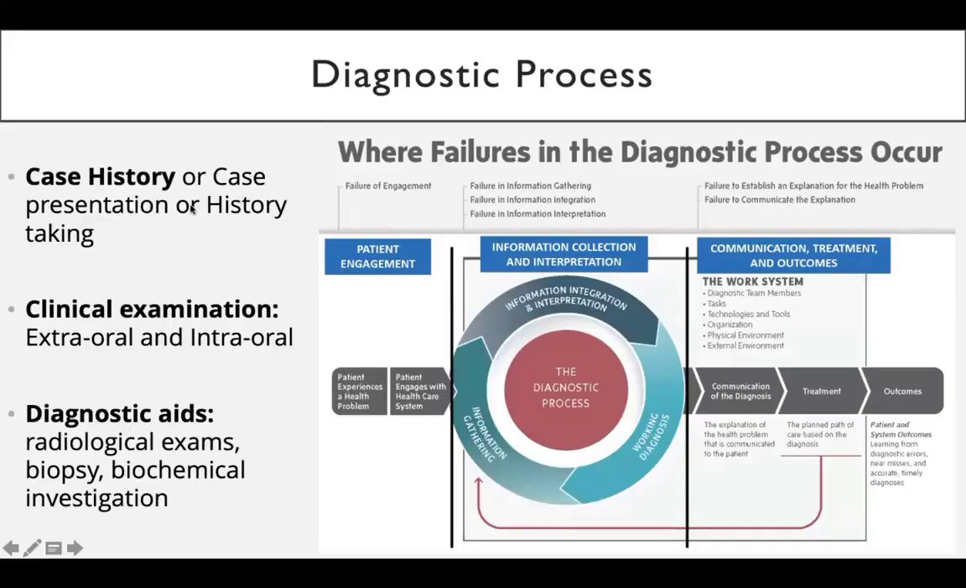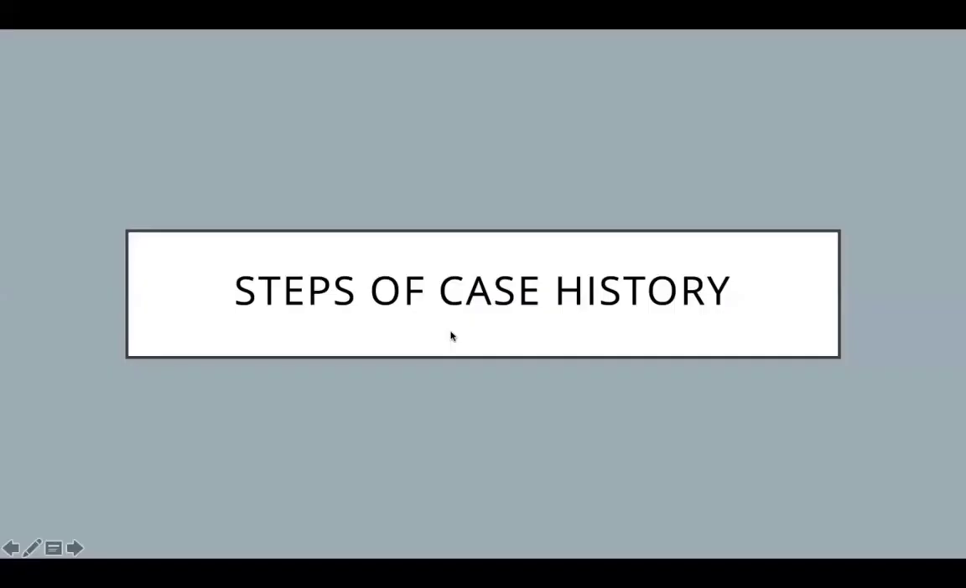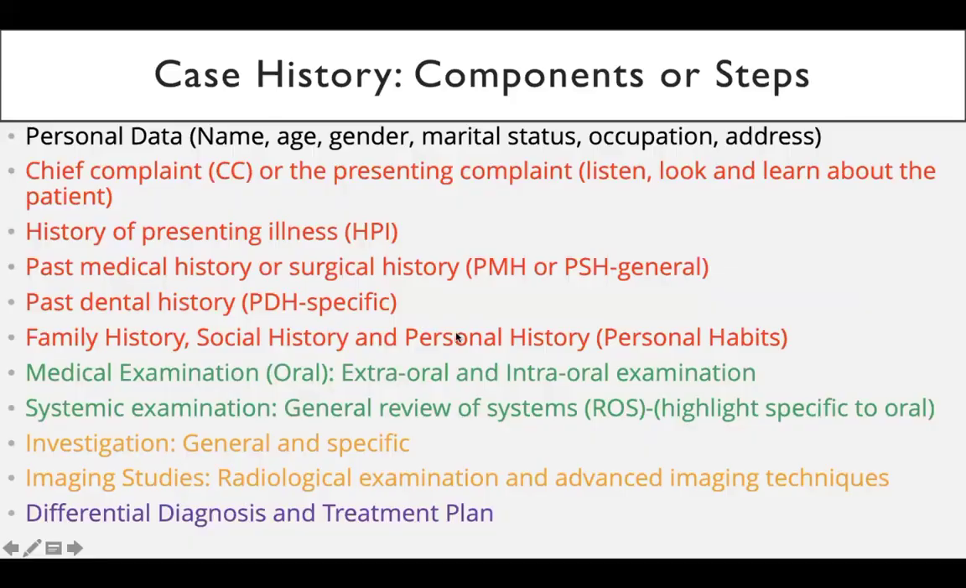We had the diagnostic process, including case history, clinical examination, and diagnostic aids. And then failures in the diagnostic process. Then we went for case history, or case presentation, or history taking. We had steps from personal data, then objective and subjective. And then we had some clinical skill part, including medical examination, oral and systemic examination. And then we went for investigation and imaging studies. Finally, we made some differential diagnosis, and on the basis of radiology, we ruled out a provisional diagnosis and made a treatment plan.